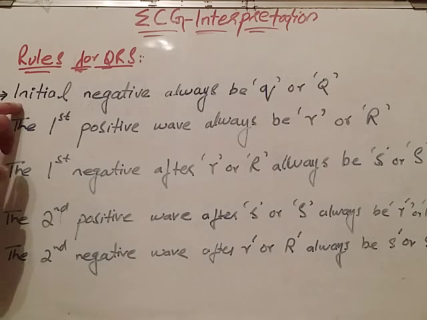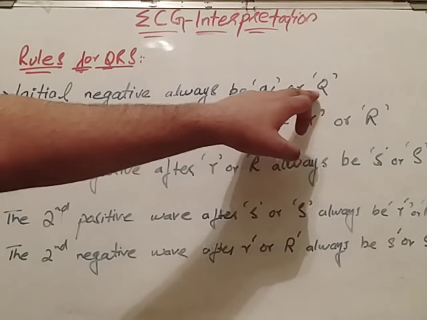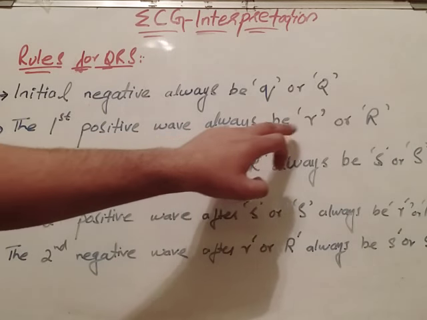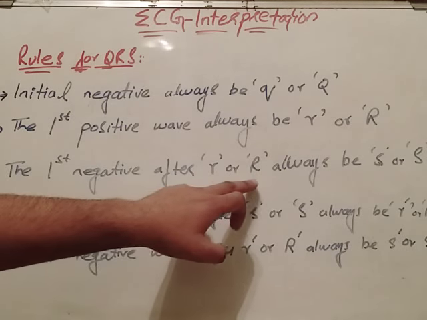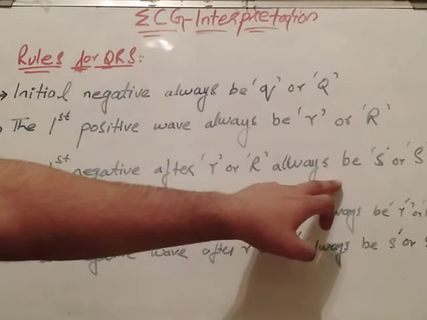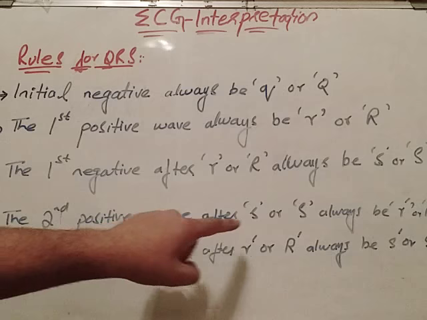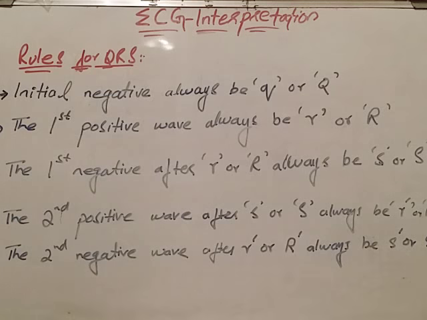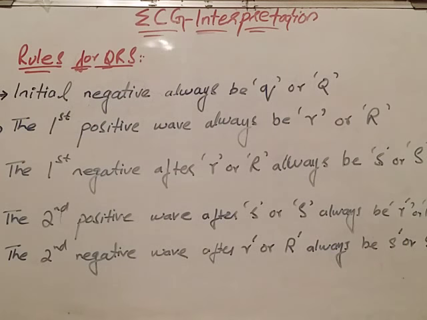So we have to keep it in mind that the initial negative will always be either Q or capital Q, and the first positive wave in the QRS complex will always be R or capital R, and the first negative after R or capital R will always be S, small s or capital S. The second positive wave after small s or capital S will always be R prime or capital R prime, and the second negative wave after small r prime or capital R prime will always be S prime or capital S prime.